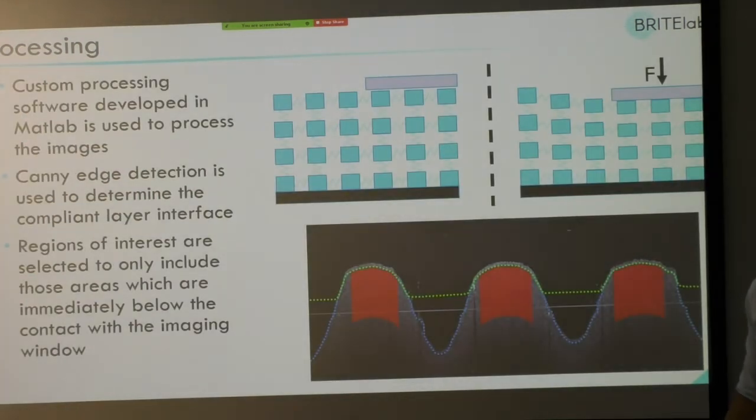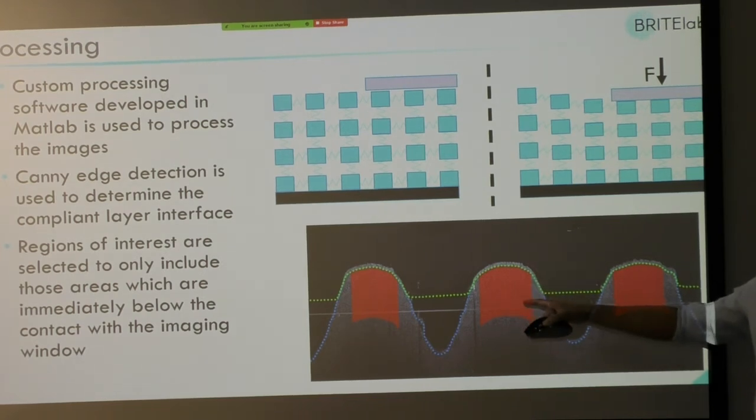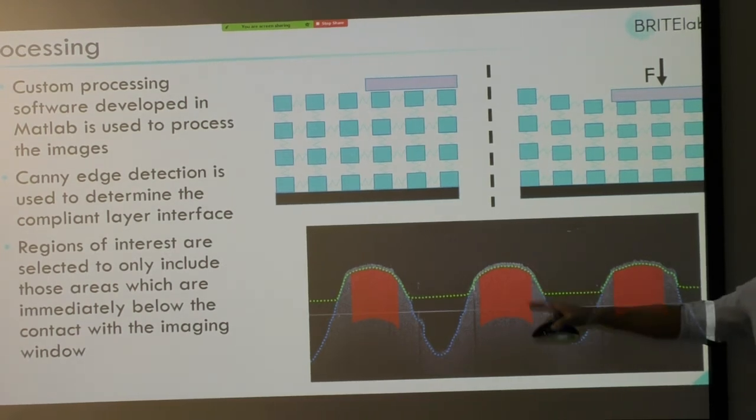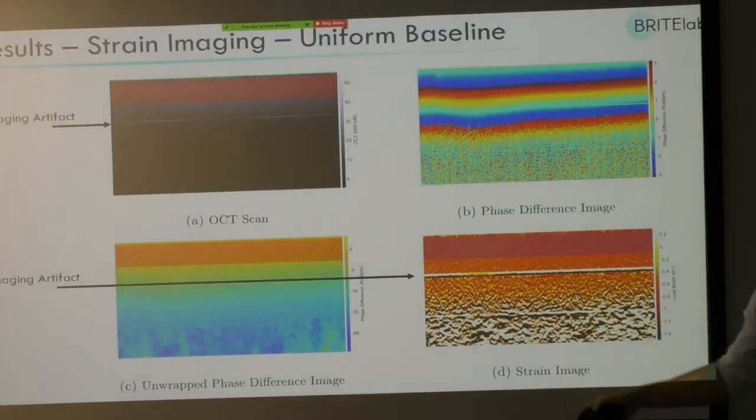Processing the images afterwards, I had to use edge detection to find the interface between the layer and the phantom and the oil in between.